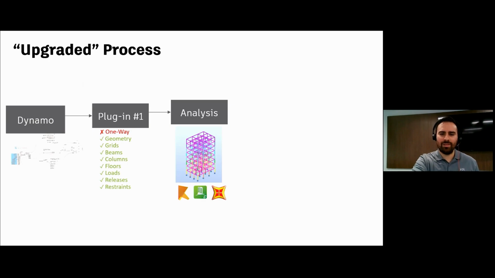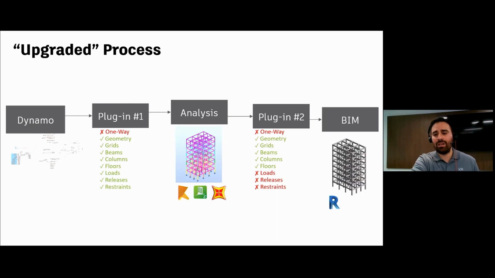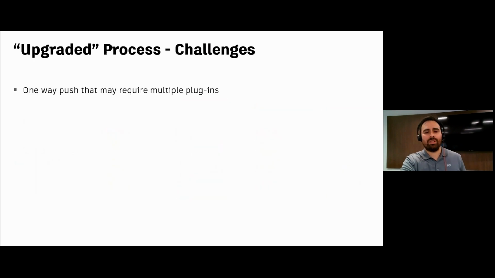The problem is we need a second plugin. Once we get into our analysis model, we have the same problem. So we have our second plugin, and then from there, where do we go? We're back in Revit, and then it's the same problem. I think this is a big frustration for many people in the industry, because while we've upgraded ourselves and are using more visual programming tools, we have the same problem. So the challenges don't look much different.